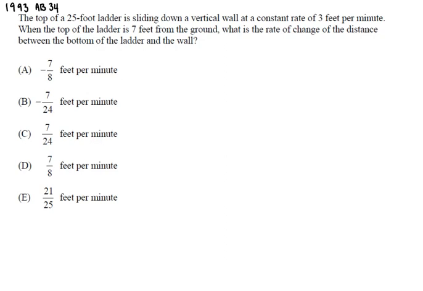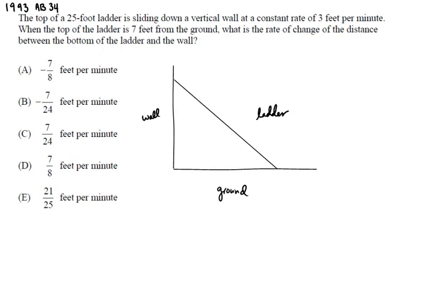Now we continue with related rates multiple choice AP questions. We have 1993 AB 34. The top of a 25-foot ladder is sliding down a vertical wall at a constant rate of 3 feet per minute. So we have the ladder here leaning up against the wall, but the top part is sliding down the wall. And since it's sliding down, again viewing this as if it were superimposed on an XY coordinate plane, that means that the y values are decreasing, or dy/dt would be negative 3 feet per minute.